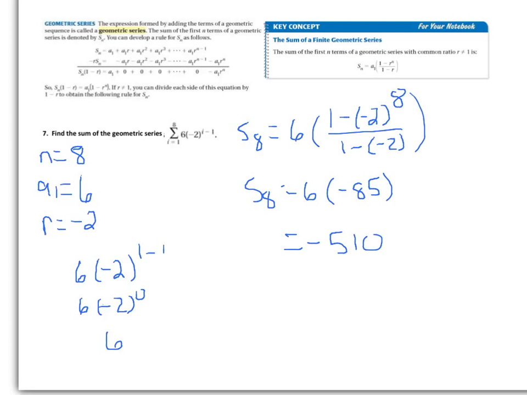So arithmetic is a difference of adding and subtracting. Geometric means a difference of multiplication or division.